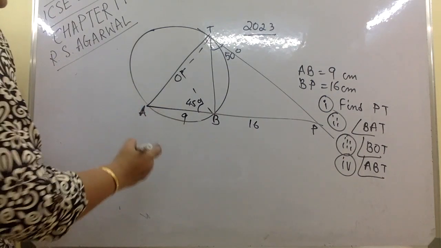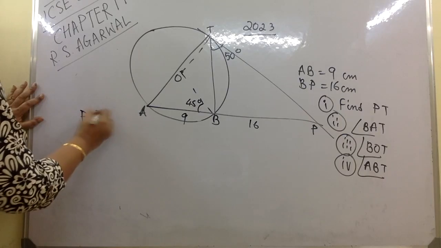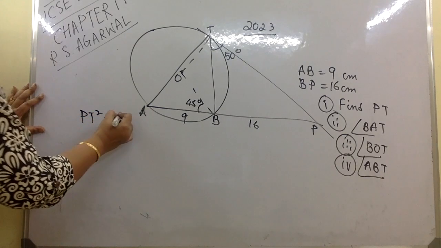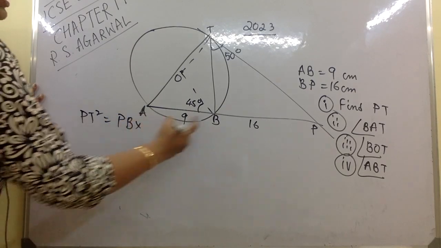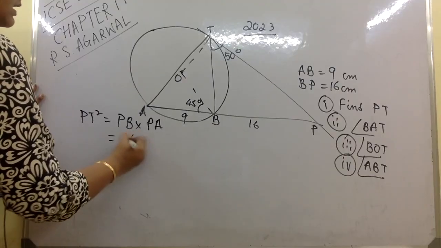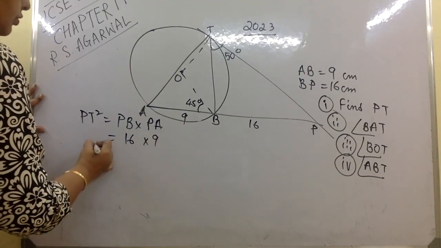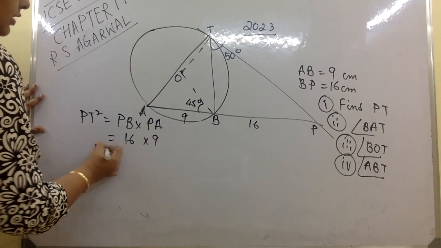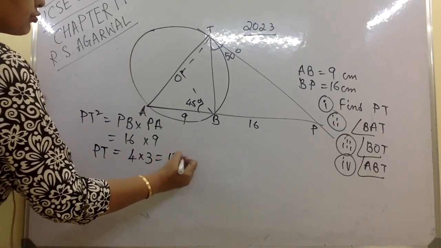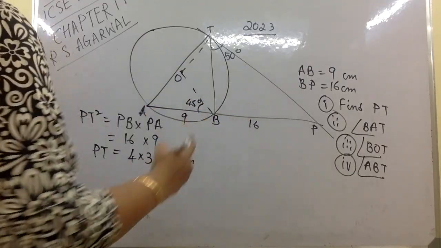So the very first thing is PT square is equal to PB into PA. Now PB is 16 into 9. So PT is how much? Find the square root without multiplying. This is 4 from here and 3 from here, which is 12 centimeter. So PT we got as 12.